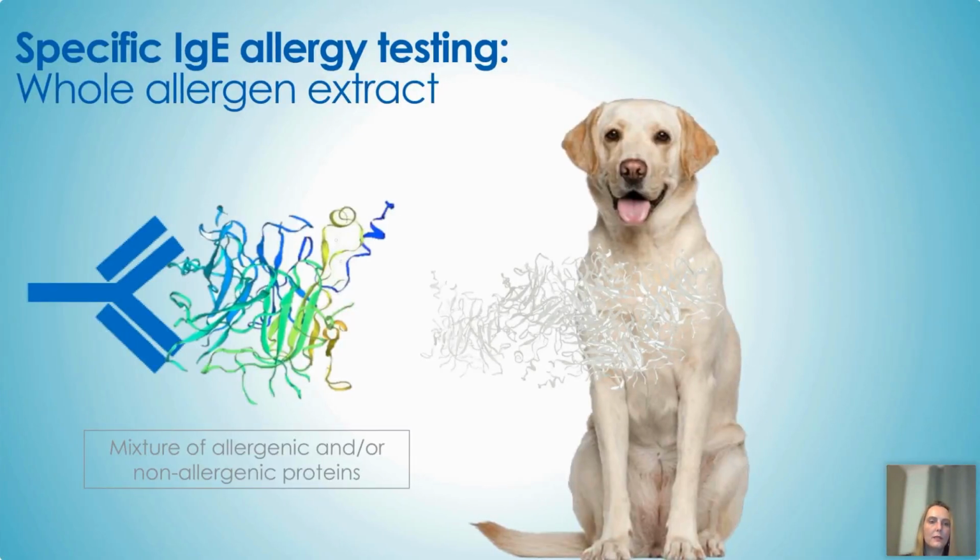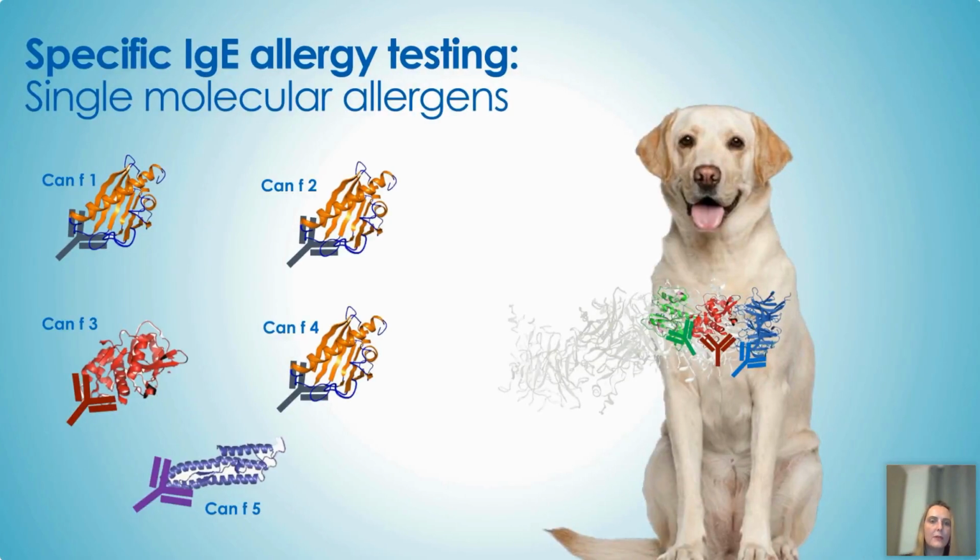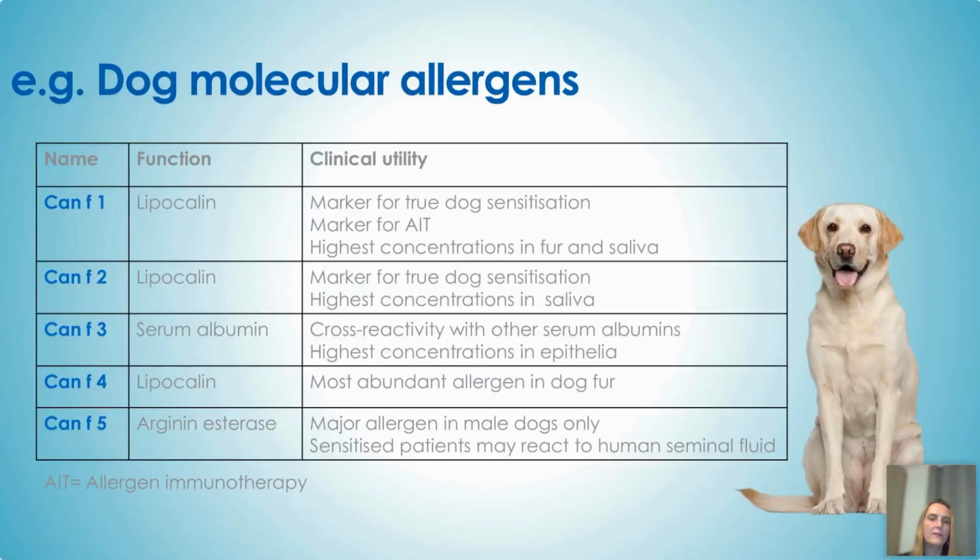So if you look at specific IgE allergen testing, the whole allergen extract, for example, this is the normal dog IgE extract, and it is a mixture of all the allergenic and the non-allergenic proteins available. But if you look at the single molecular allergens, we have different specific proteins or components for the specific dog, which is broken down into the specific dog components. They have different functions and they have different clinical utility.